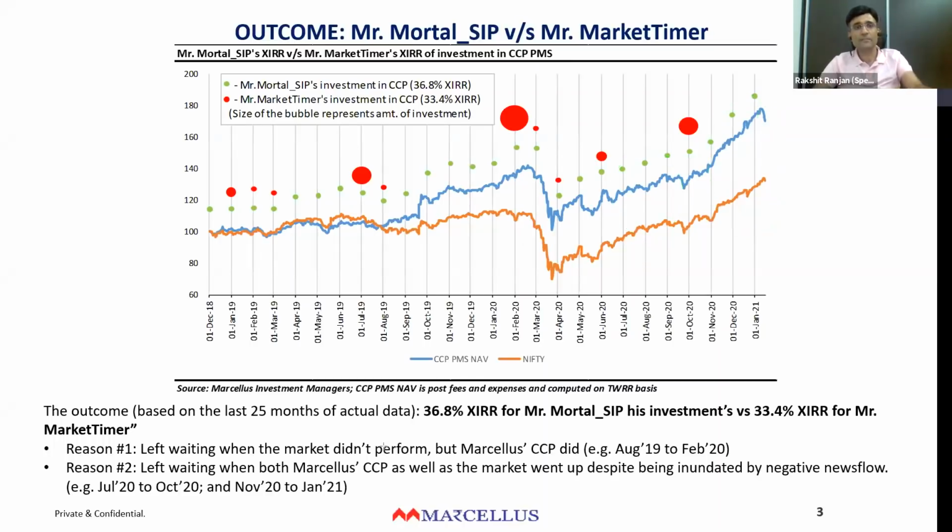Whether it be for reason 1 or reason 2, the benefit of waiting for a crash is more than offset by the disadvantage of being left waiting when the compounding engine was on, right? This is something which is very important, because I'm sure when Pramod was giving the introductory part, I could see somebody asked a question, won't it make sense to wait for around a 40% fall, right?